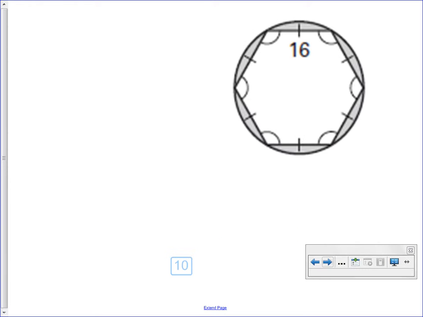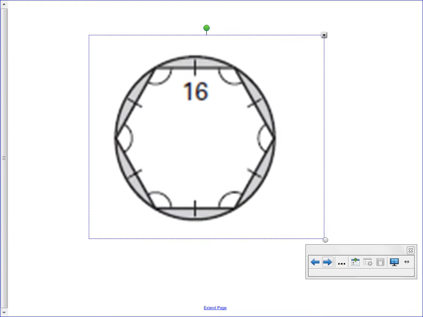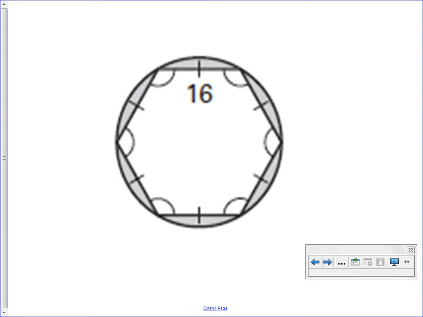Let's see what you remember. Do you remember how to find the area of a regular polygon? It's one half apothem times perimeter. It's right here. They had a question like this on the ACT and I just blanked.